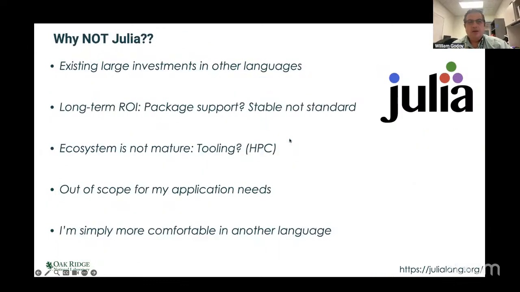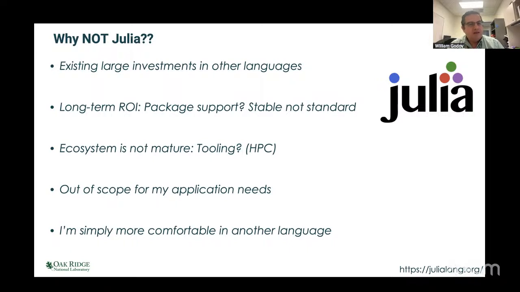So now I also have to show the other side, right? Why not Julia? Because you already have your investment done in another language. If you have your Fortran code that is stable, that's been running for decades, if it ain't broke, don't fix it. It's because you don't see the long-term return on investment, right? You see that there's a package that you need, but there's no support. Julia is stable, but it's also not a standard.